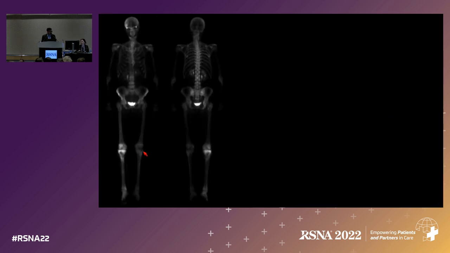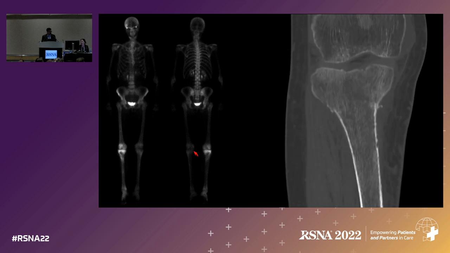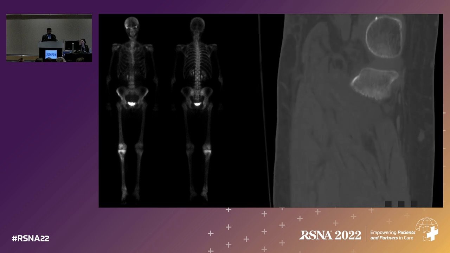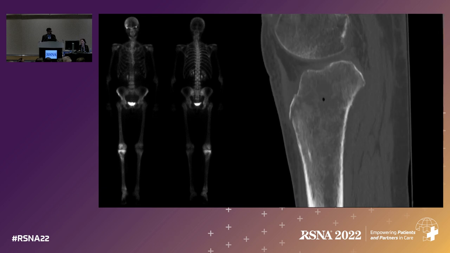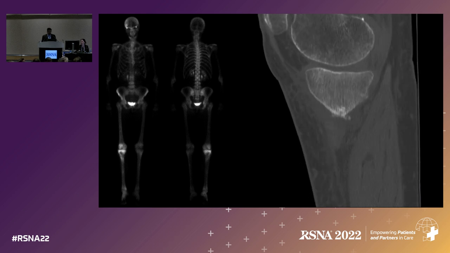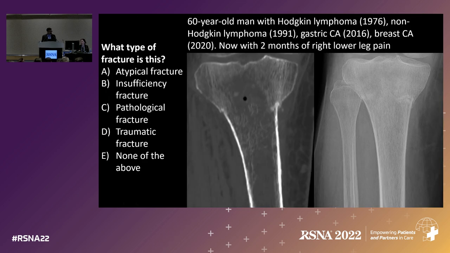Start with the bone scan. You can see the increased uptake here, some photopenia, and then just regional increased uptake about the knee. Let's just scroll through these images and then just start making a decision in your head if you think this is what kind of fracture this is. All right, and then we'll do the orthogonal plane. All right, so what kind of fracture is this? Just on our system. Atypical fracture, insufficiency fracture, pathological fracture, traumatic, or none of the above?